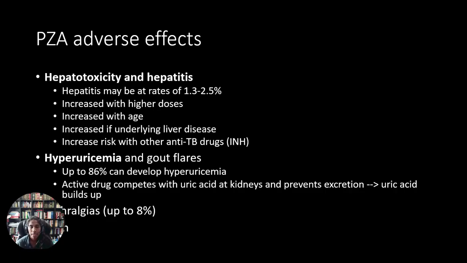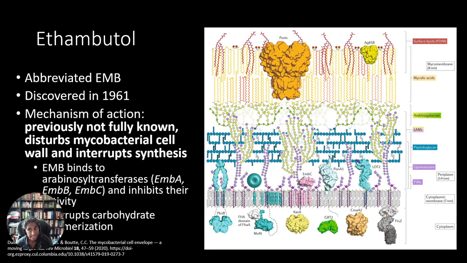A common observation is hyperuricemia and sometimes gout flares in people who have pre-existing gout. Up to 86% of individuals can develop hyperuricemia because the active drug actually competes with uric acid at the kidneys and prevents excretion, and so uric acid can build up. Unrelated to this, people can also develop arthralgias, up to 8% of those on pyrazinamide, and a rash is also something that is observed. Finally, we'll talk about ethambutol, otherwise abbreviated as EMB.